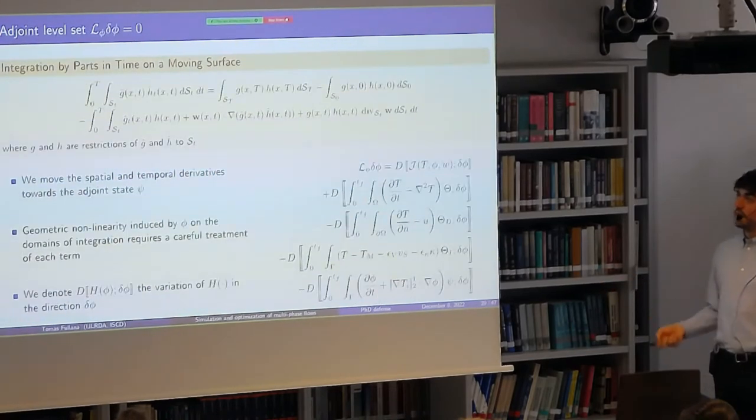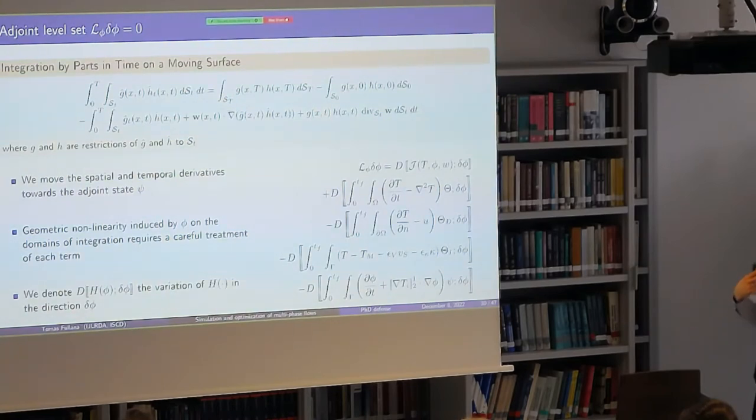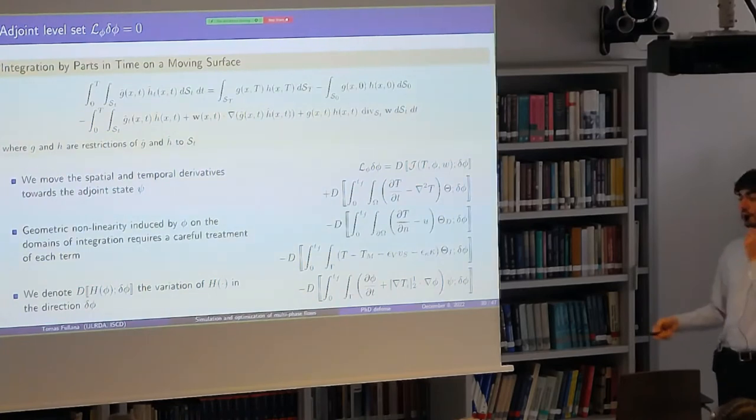Now, if we look at the adjoint level set, again, we want to move the derivative towards the adjoint state psi. Here, it's a bit more involved because of the geometric nonlinearity introduced by phi on the domains of integration, and it requires shape calculus tools. So here, if we denote d bracket the variation of a functional in the direction d phi, we have this problem here that we want to solve.